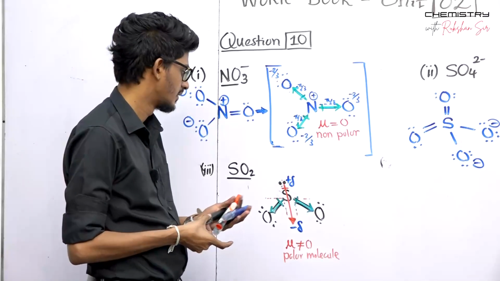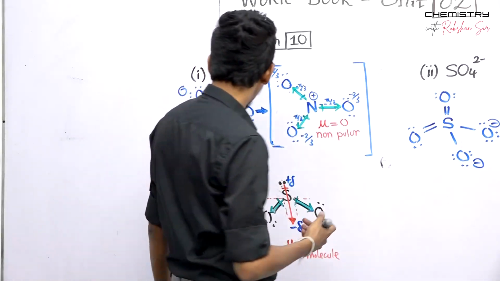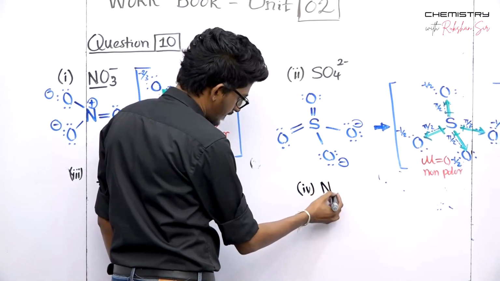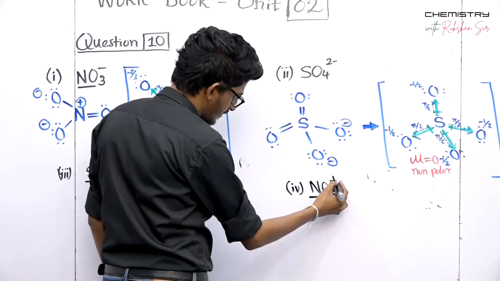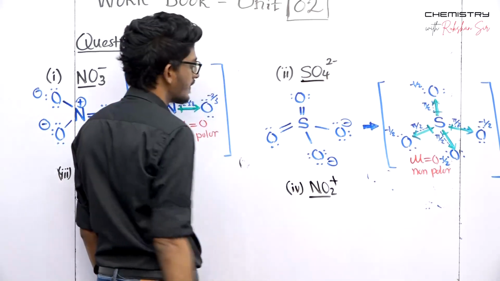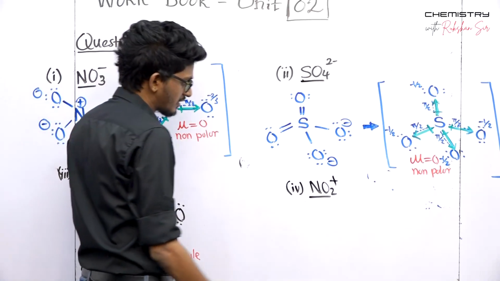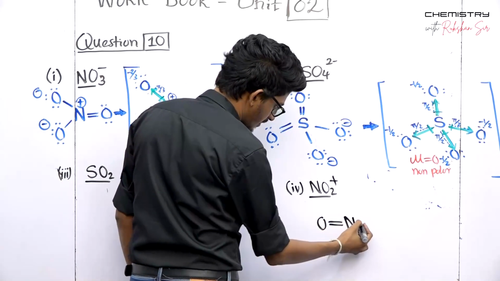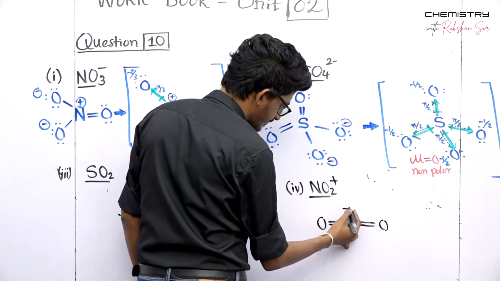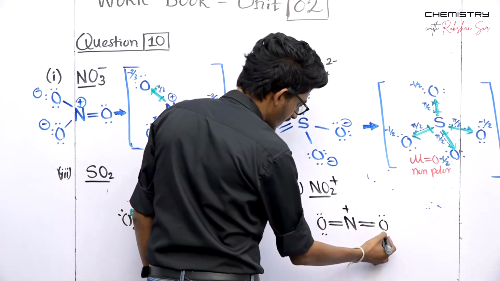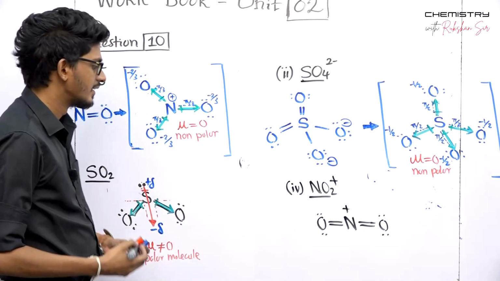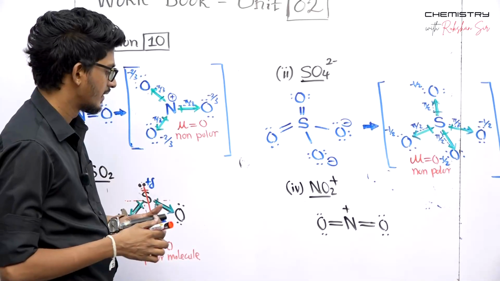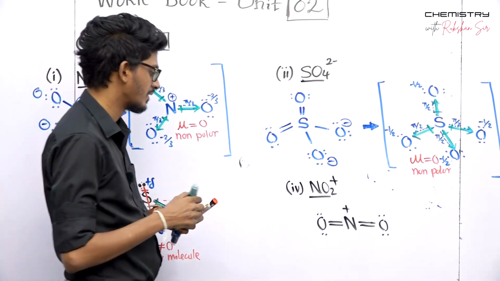Next up, NO2 plus. Number 4 is about NO2 plus. See, first draw the structure. So NO2 plus would look like this. If you draw it correctly, it would come up as a linear molecule, NO2 plus. So now mark the dipole moments of each and every bond.